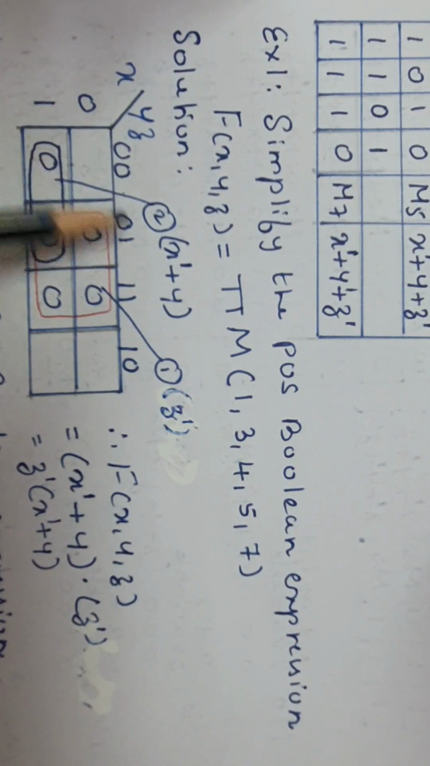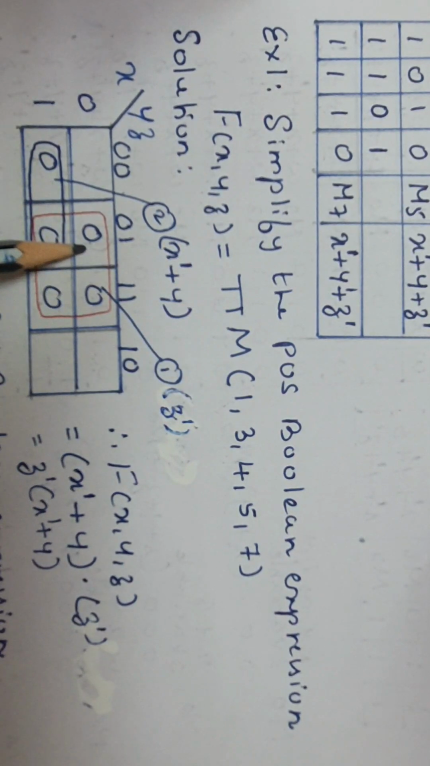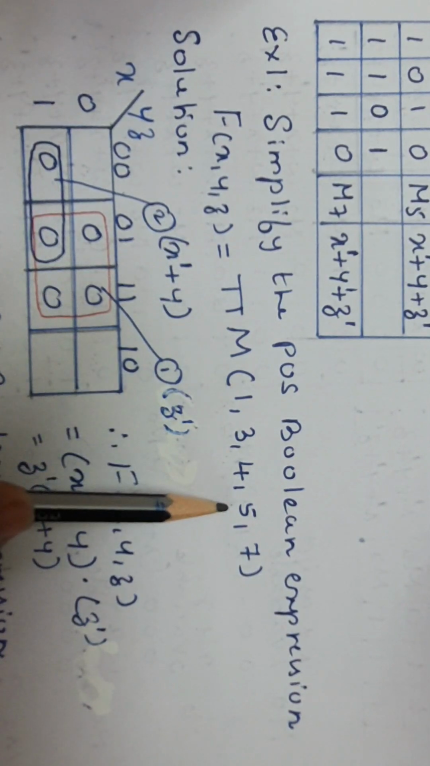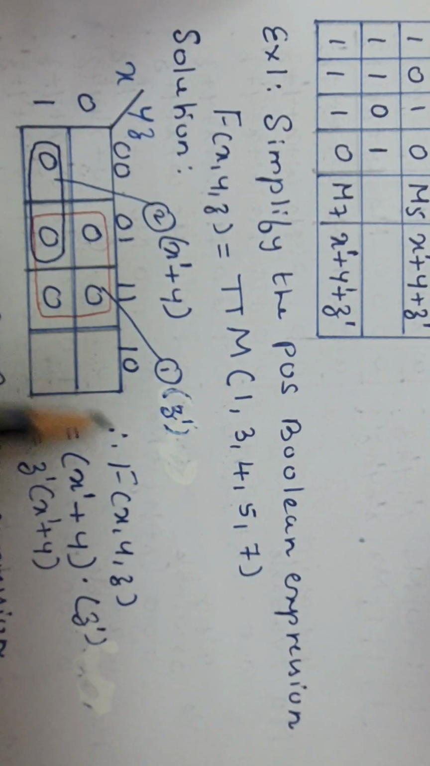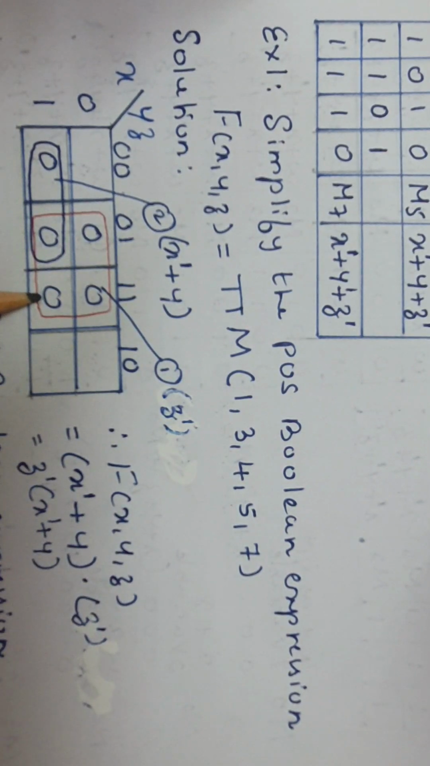So max term m0 is not present, so don't fill 0. 1 is there. So this is the m1 max term place. It is there, hence fill 0. Then 2 is not there. 3 is there, hence fill 0 in that place. 4 is there, 5 is there, so max term 4, max term 5 place, fill 0, 0 because they are there in the expression. Max term 6 is not there, so don't fill. Max term 7 is there, so fill 0. This is how filling is done.